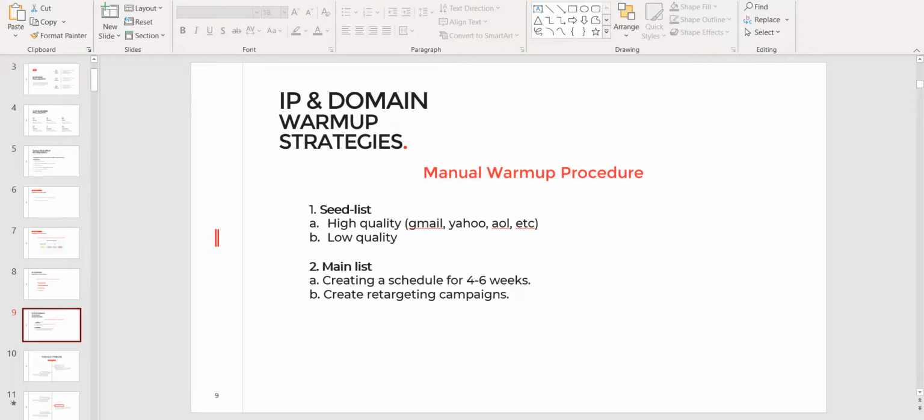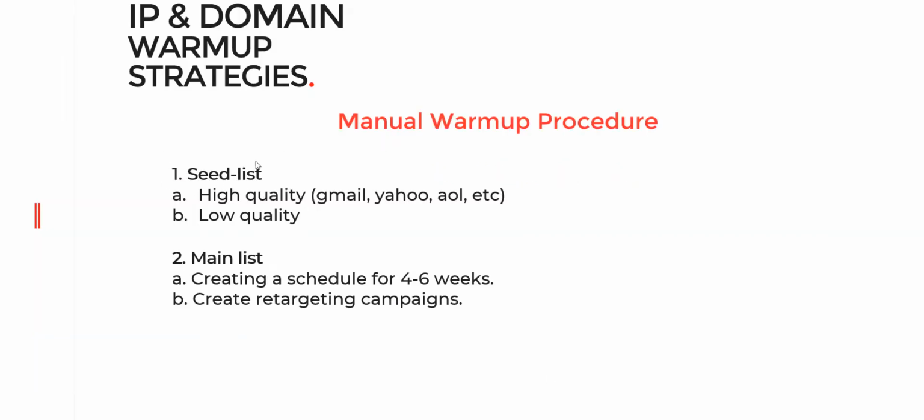Seed list, this is the list that you will be using in parallel with the main list. Okay, every day you will be using the seed list, and for the main list you'll be creating batches. Each batch will have contacts. Okay, and you'll be following the schedule for 4 to 6 weeks. I'll be sharing one of the websites that we use for creating the schedule in the description below. You can just use it for creating a schedule, and that's it. So this is how you can follow the procedures to warm up the IPs.